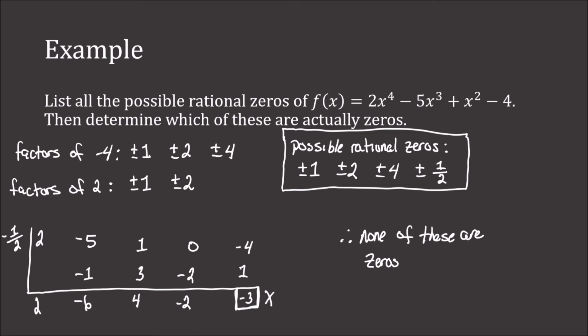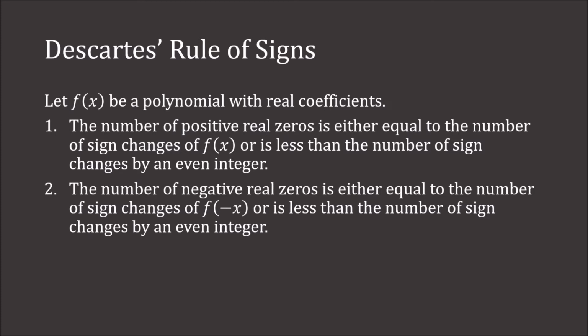So now we want to determine, well, how many positive real zeros do we have and how many negative real zeros do we have? This can be determined from Descartes' rule of signs. So let f of x be a polynomial with real coefficients. The number of positive real zeros is either equal to the number of sign changes of f of x or is less than this number of sign changes by an even integer. The number of negative real zeros is either equal to the number of sign changes of f of negative x or is less than the number of sign changes by an even integer.